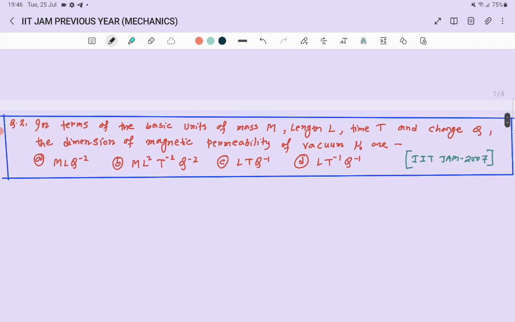Now let us move to the next question. This is question number 2, which was asked in IIT JAM 2007.